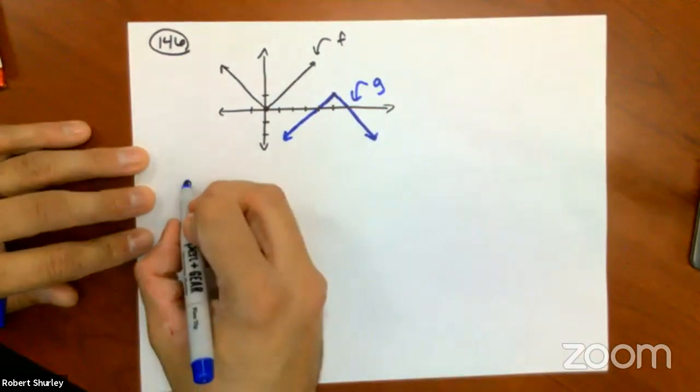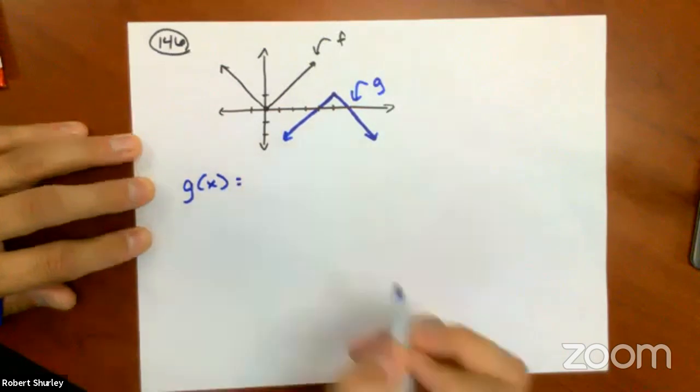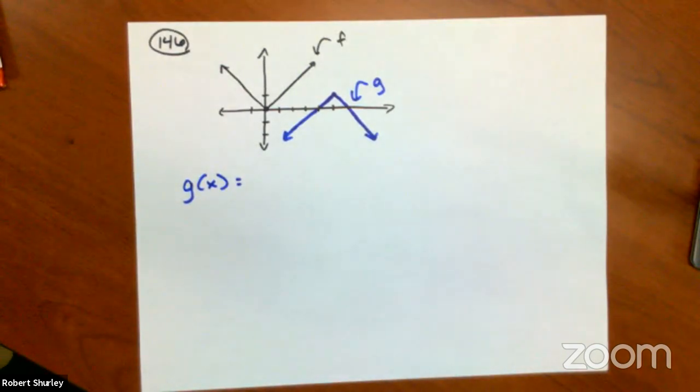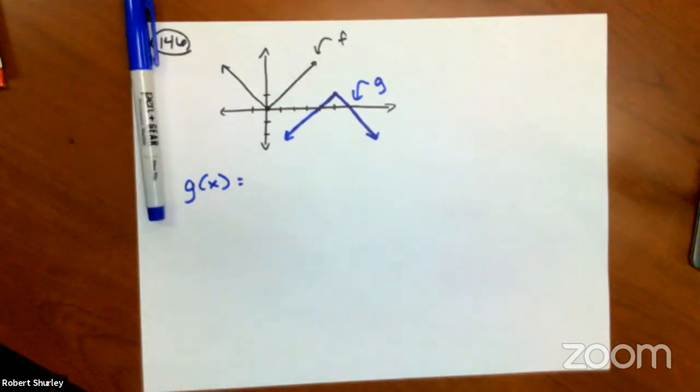So it wants you to find g of x. I want you to do that. Try that for a second. I'll be right back. You have to find the formula. Now you know how it shifted left, right, up, down, and you know that it's reflected too. So try that real fast.